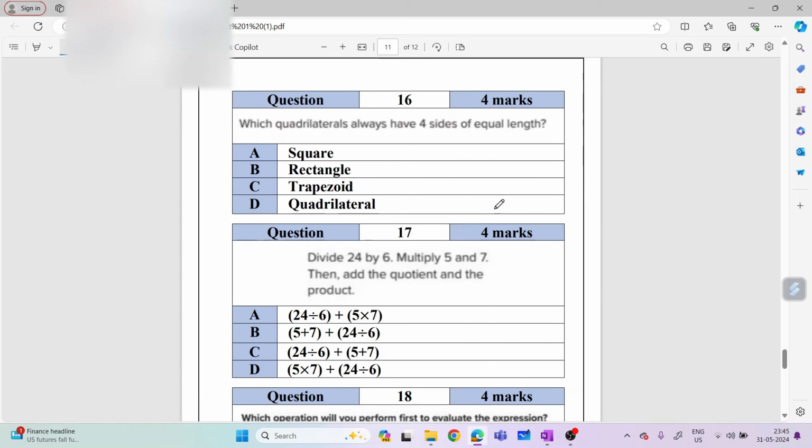If it is 90 degrees, you have to write the square. One more problem. Which quadrilateral always has four sides of equal length? See here one more time. You see, this is the square, four sides, and this is a rhombus. All four sides are equal. Four sides are equal. So there is no rhombus, only square is there. So the answer is the square.